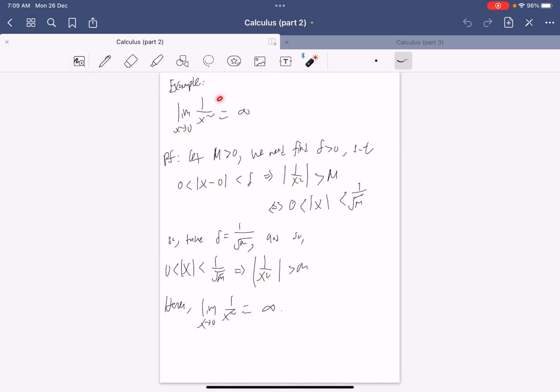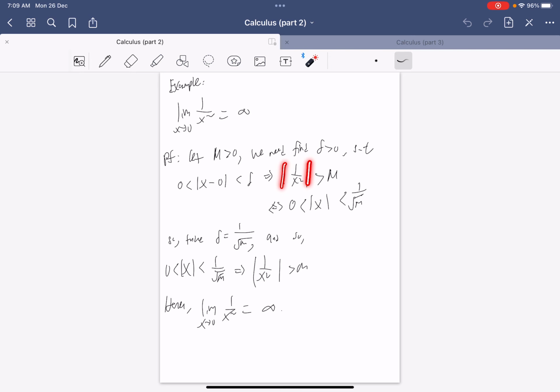For example, we have the function 1 over x squared. The graph looks like this. Now we know that as x approaches 0, the limit will become infinite. And so we just prove it by definition. For any number m, we need to find a delta such that this holds.